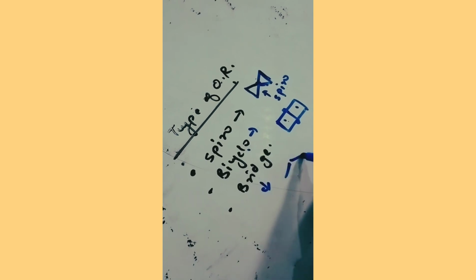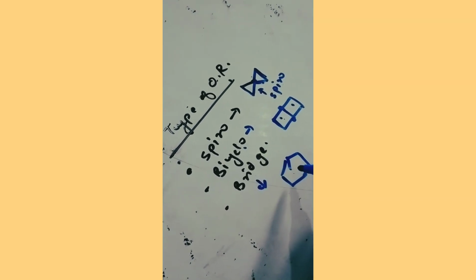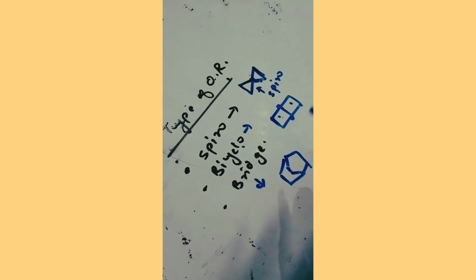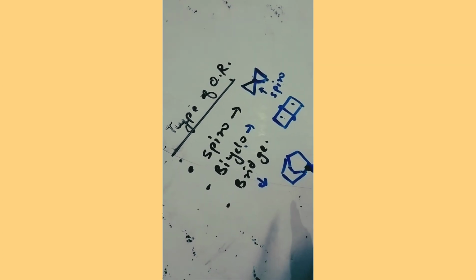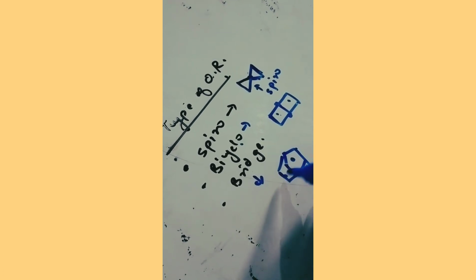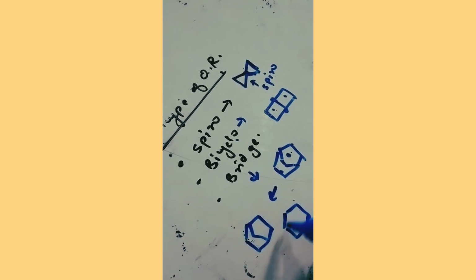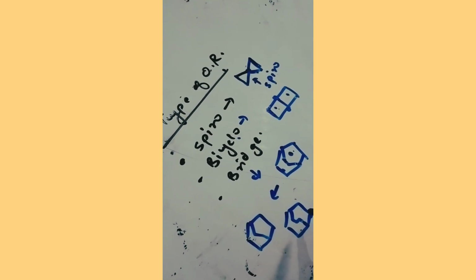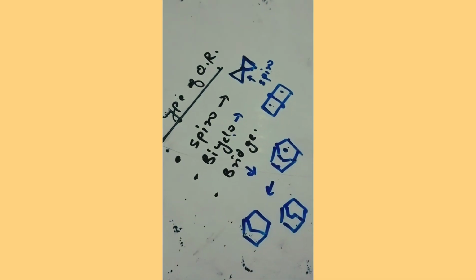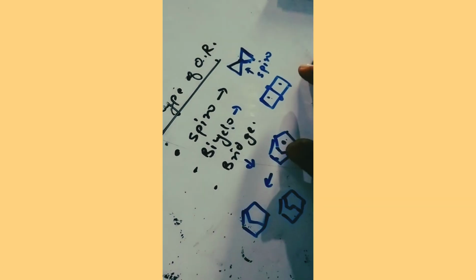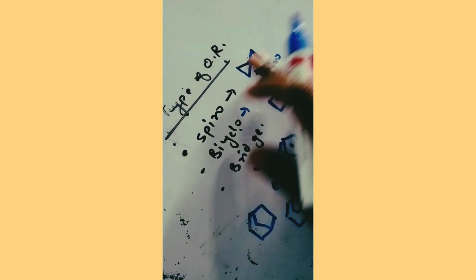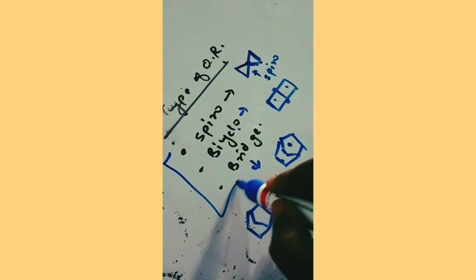And for a bridge compound, if more than two atoms are shared by two rings, it may be like that, or this one, with one, two, three or four atoms like that. If more than two atoms are shared by two rings, it is called a bridge compound. You will also see this type of compound in organic chemistry. So these are some representations of types of organic compounds.